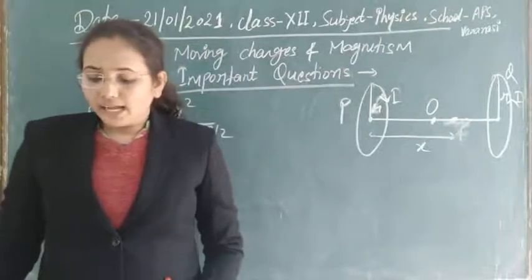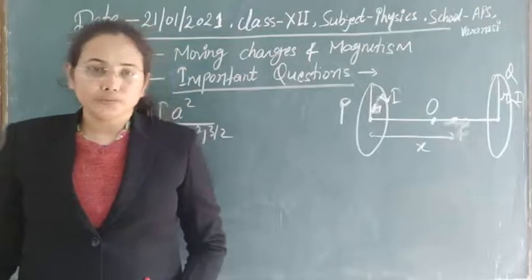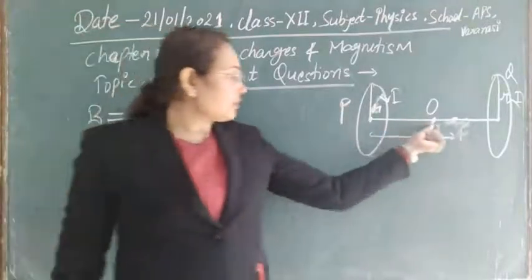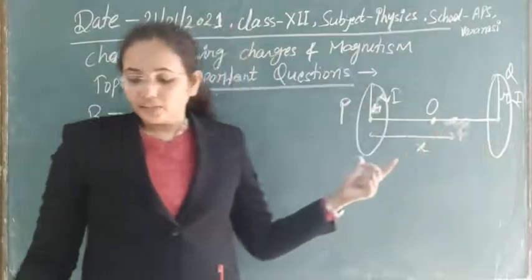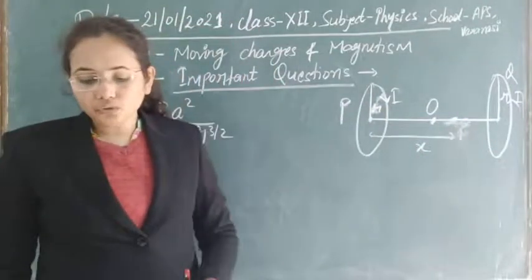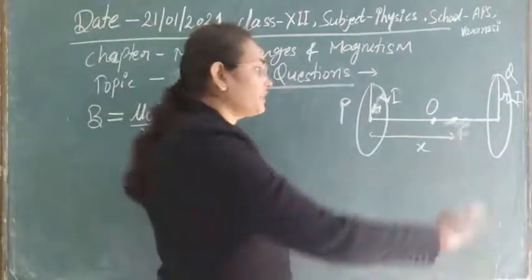as seen from O, which is equidistant from the loops P and Q. So the next condition is that this point O is equidistant from P and Q. Then what will be the magnitude of the net magnetic field at O? The question is very simple.